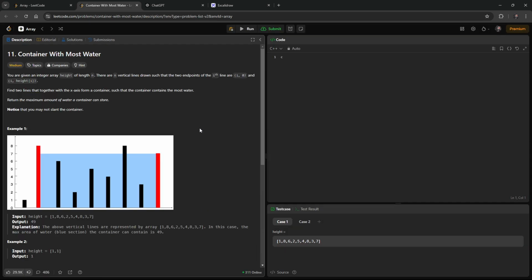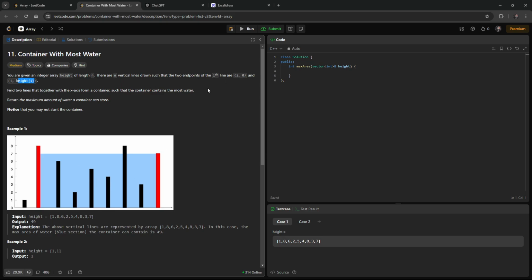Let's see if we can do it or not. You are given an integer array height of length n. There are n vertical lines drawn such that two endpoints of the ith line are (i, 0) and (i, height[i]). Okay, so this is representing our coordinates. Our x coordinate is i, so it means that our line is parallel to the y-axis, as you can see here, and this goes from 0 to height[i].